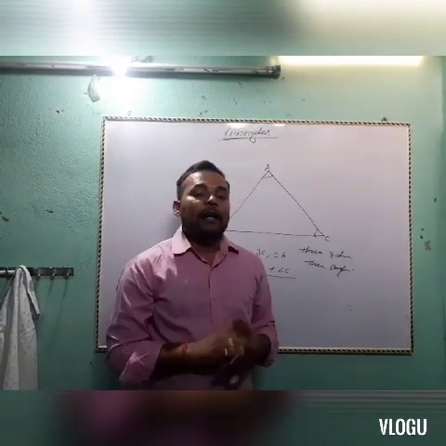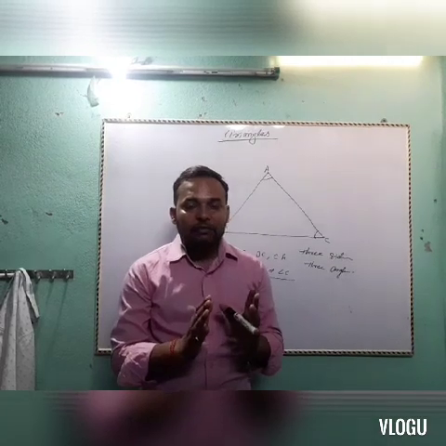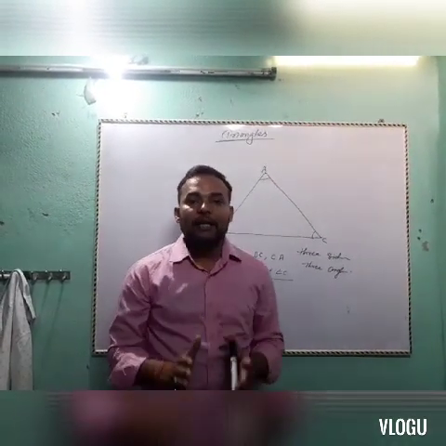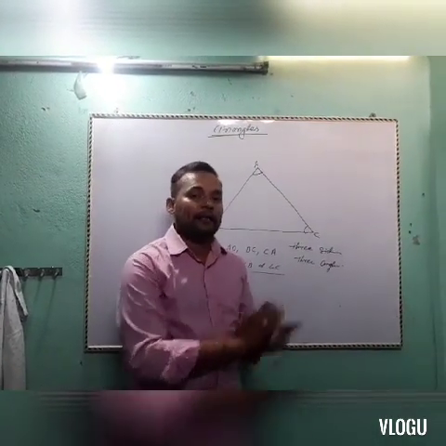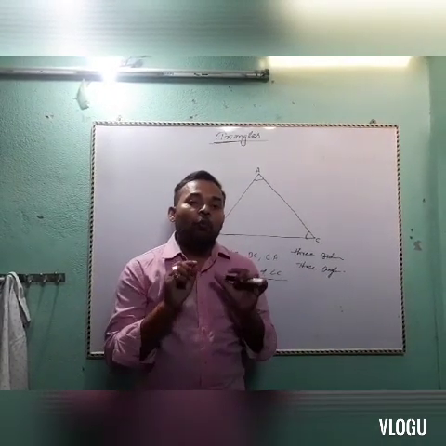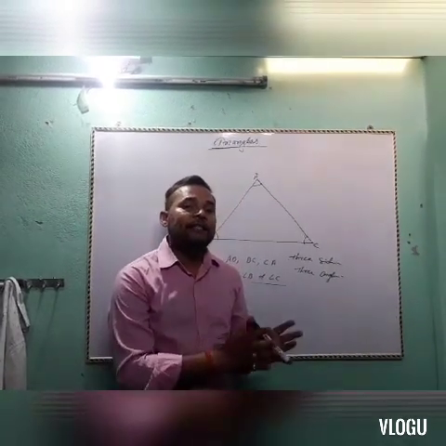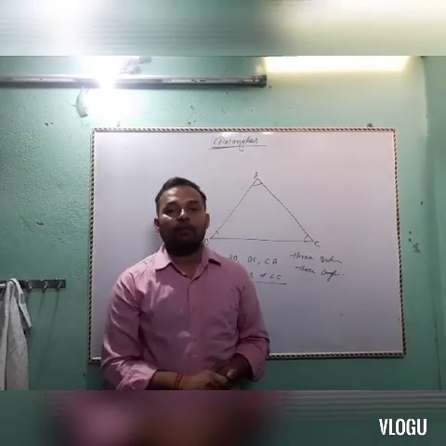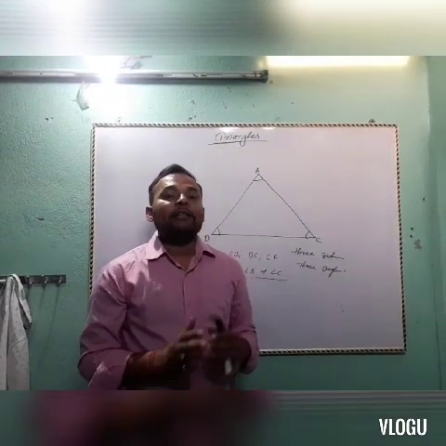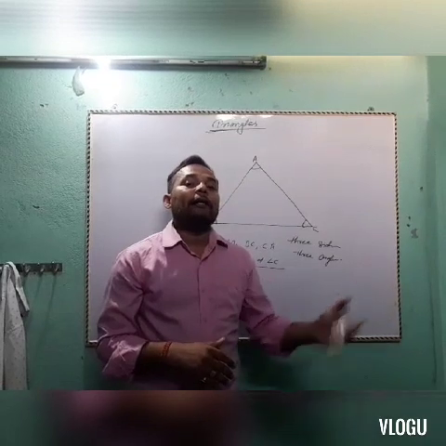First, acute angle triangle: a triangle in which all angles are acute is called an acute angle triangle. Right angle triangle: a triangle which has one angle of 90 degrees is called a right angle triangle. And a triangle in which one angle is obtuse is called an obtuse angle triangle.